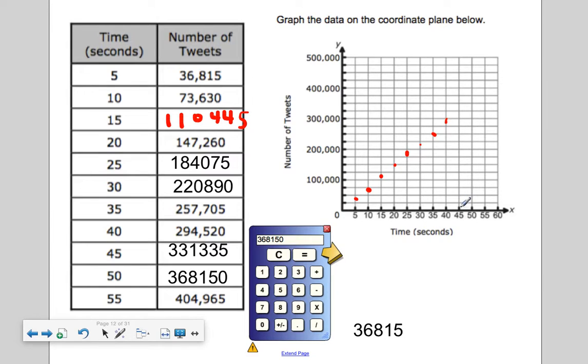In 45 seconds is 331,000. That would be somewhere right here. In 50 seconds, about 368,000. That would be somewhere right here. And in 55 seconds, about 404,000, close to 400,000, right here. So as you can tell, it is changing by the same amount. The number of tweets is changing the same amount for every 5 seconds.